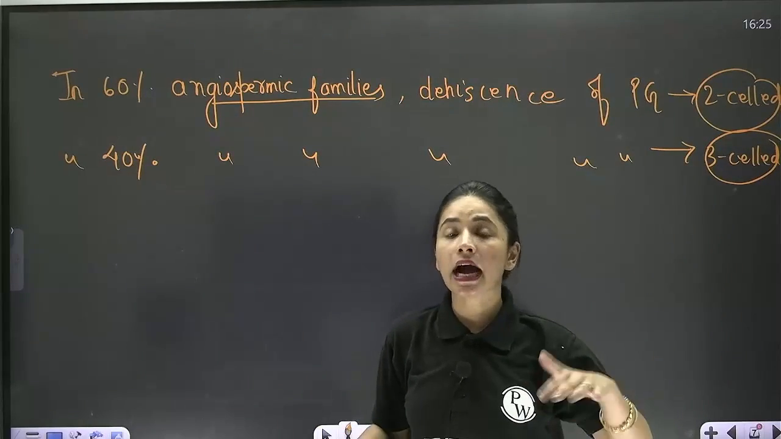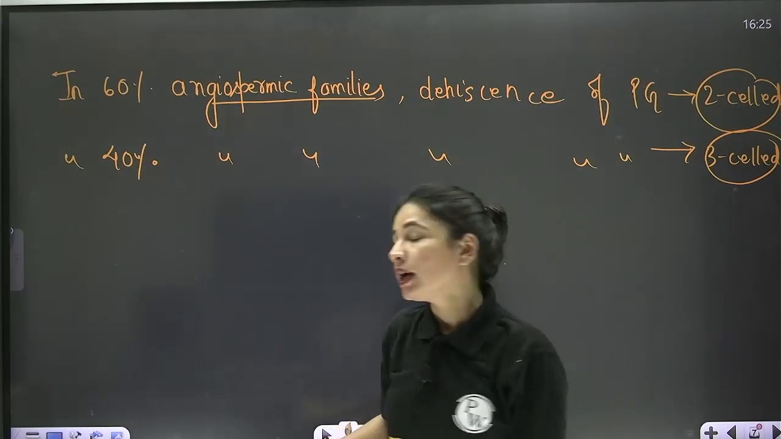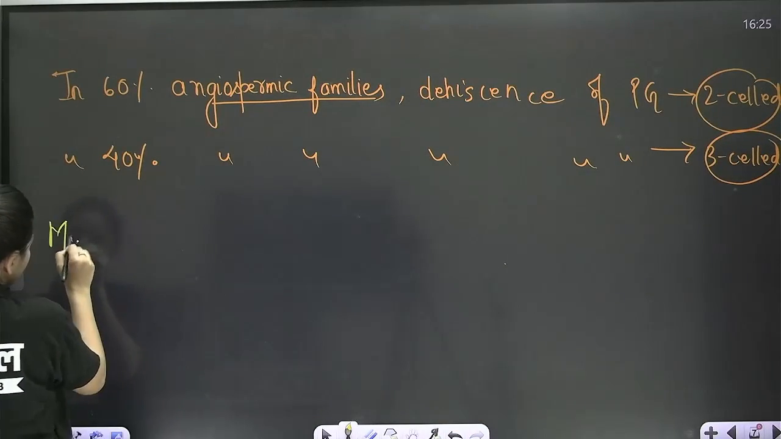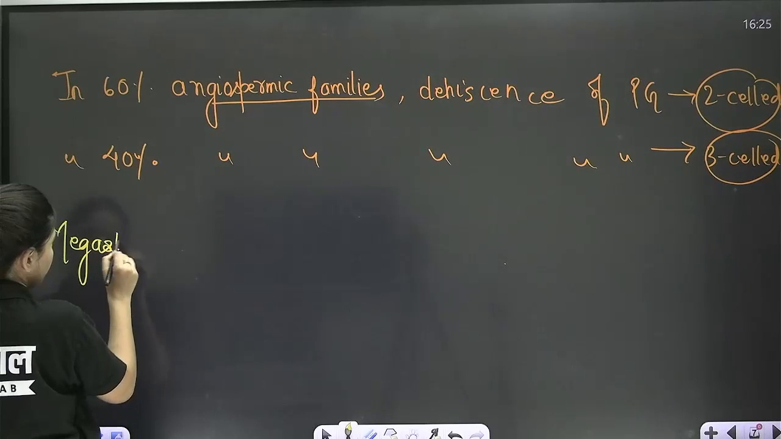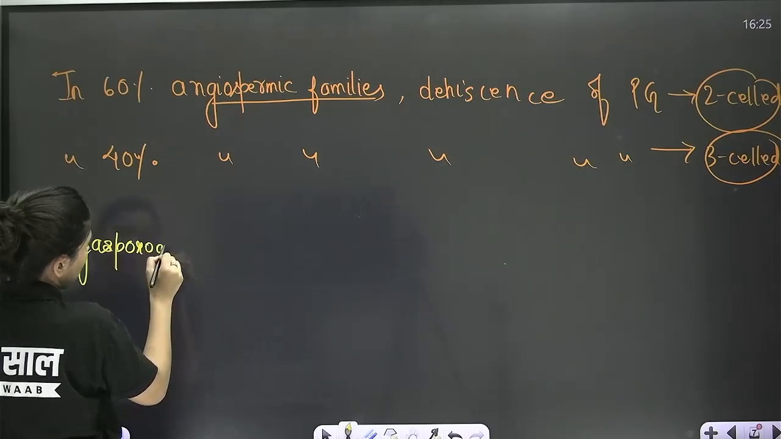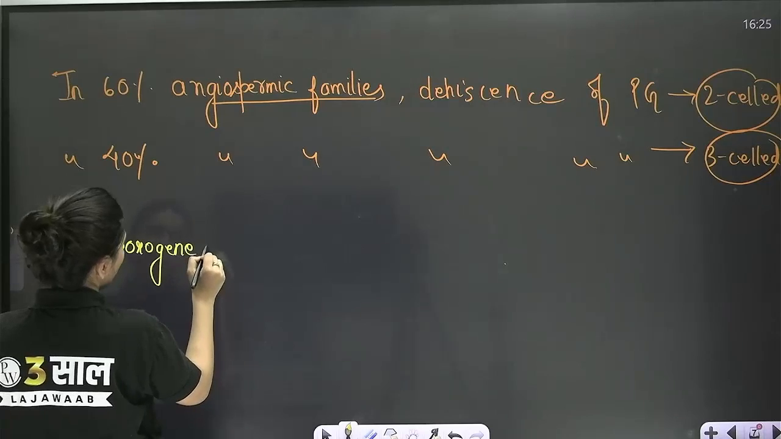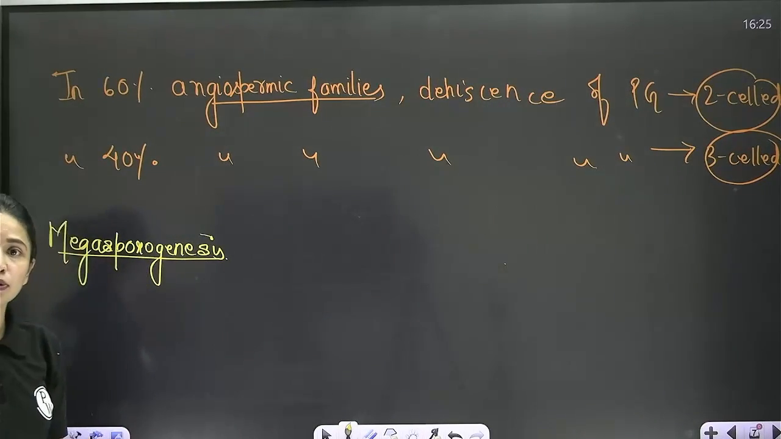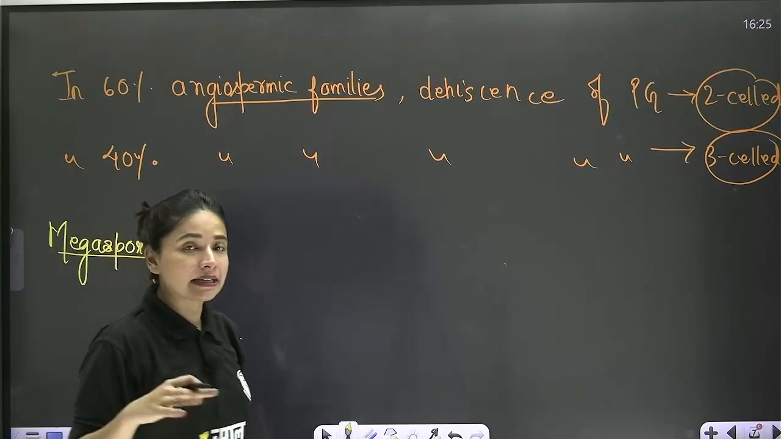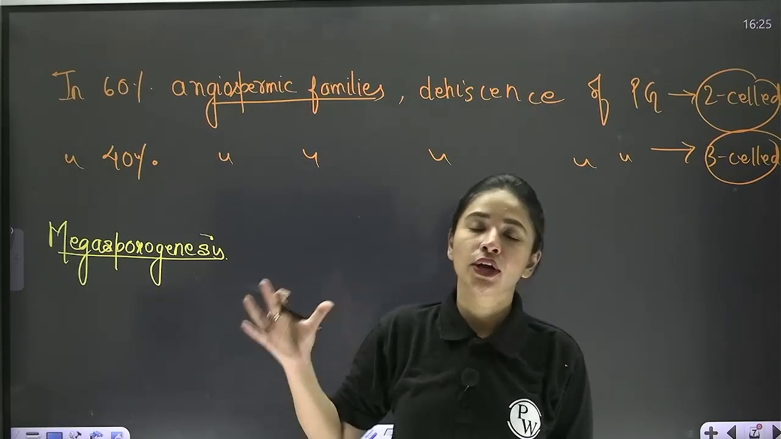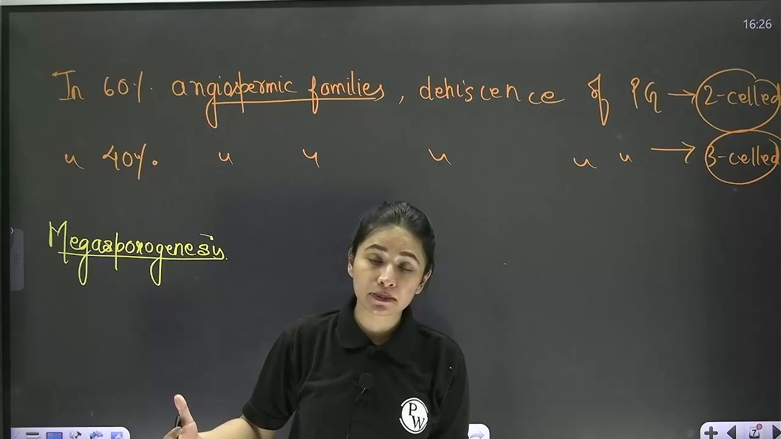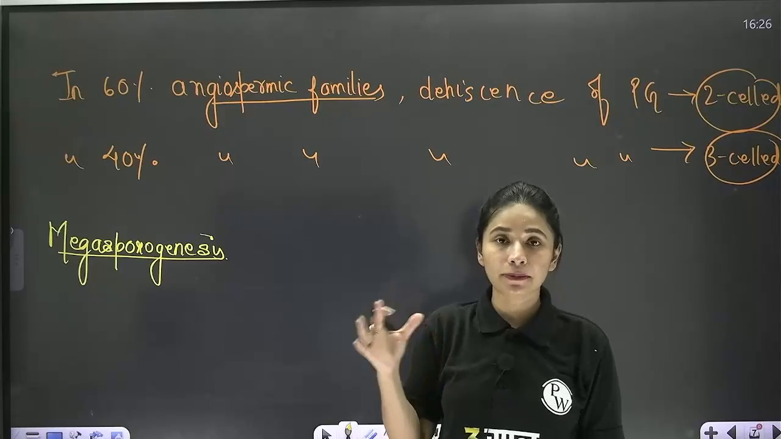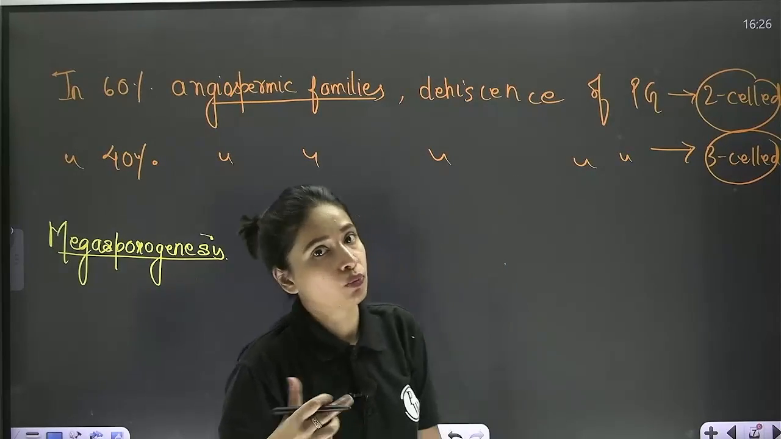Now, let's see how formation of female gamete takes place, which is called as, yes, very good, megasporogenesis. Correct? Now, what is megasporogenesis? Where does it take place? It is the method of the formation of female gamete from megaspore mother cell that develops inside the ovule. Now, what is ovule?